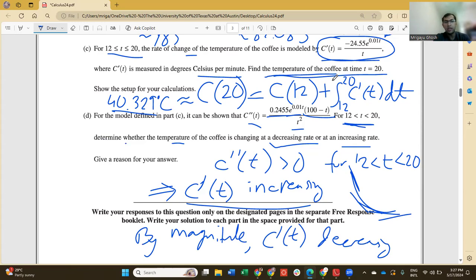So I'm not sure when they use this verbiage here, whether they're referring to the magnitude or to the actual value of C prime of t, because C prime of t, as we saw, was negative. Sorry, no, that's right. C prime of t is negative, which means C is decreasing, but C double prime is positive, which means that C prime is increasing. So it's negative, but that negative number is getting closer and closer to 0, basically. So by magnitude, the rate is decreasing, but by value, C prime of t is increasing. So that's the best I can do. I don't know what they're looking for here.